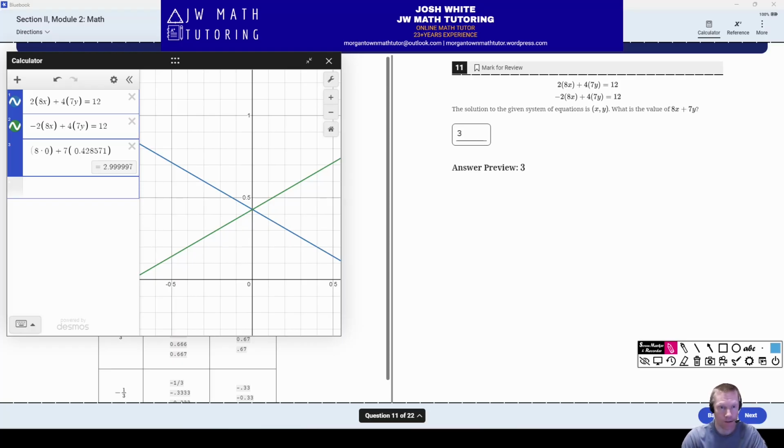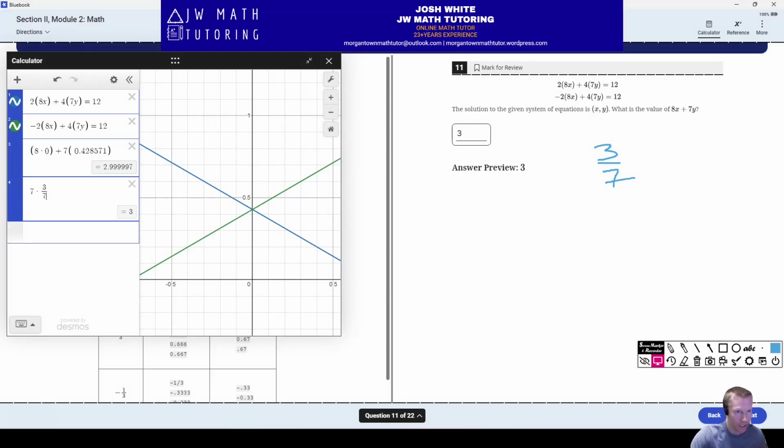The reason is because the y value here is basically being rounded off. It's multiplying 7 by 0.428571. The actual y value, if you solve this out, is 3/7. So if you multiply 7 by 3/7, obviously that gives you 3. But if you multiply 7 by a rounded, not exact version of 3/7, notice it doesn't give you 3, because 0.428571 is not equal to 3/7. It's just a slightly rounded version.